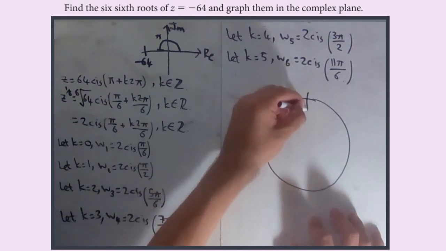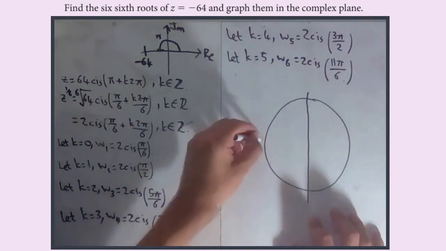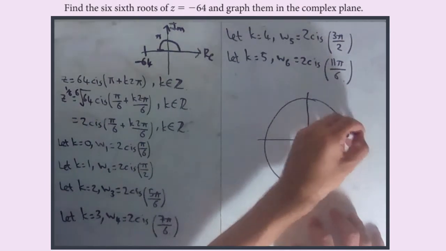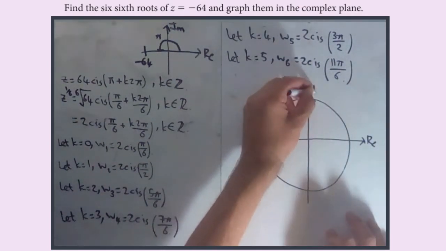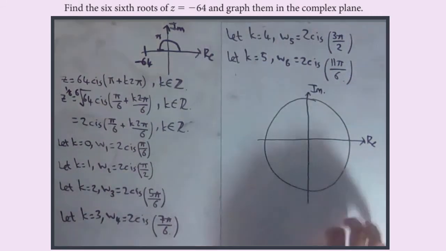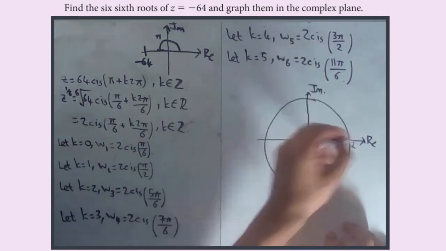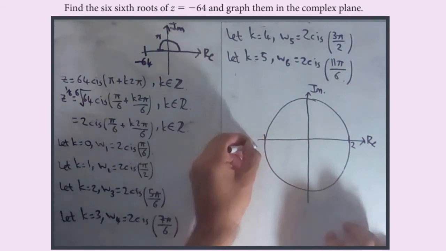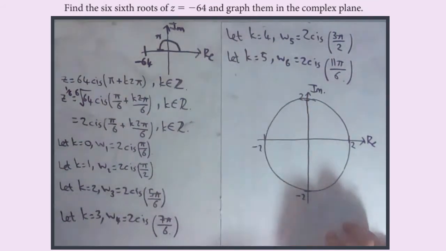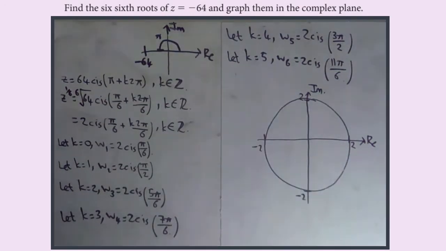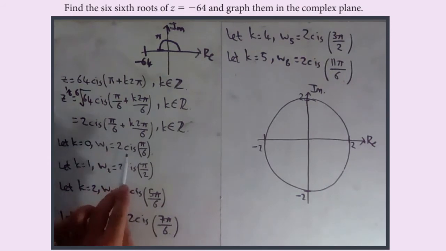And the imaginary axis and the real axis. Real, imaginary, and this has a radius of 2. So 2, minus 2, minus 2, and 2 up there. Okay, so the first root, W1, is 2 cis pi by 6.